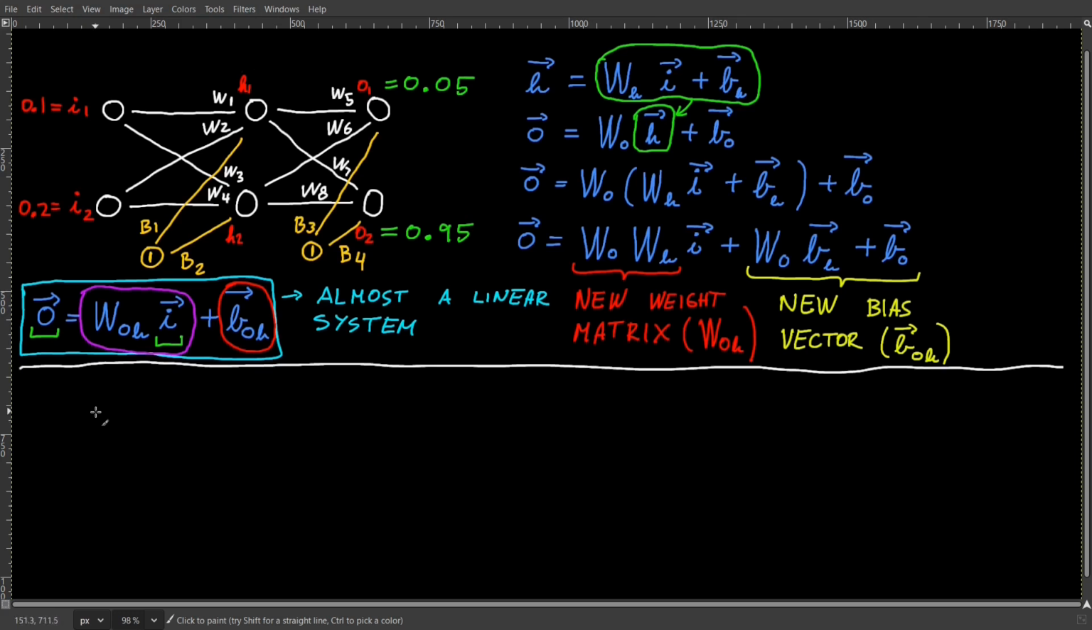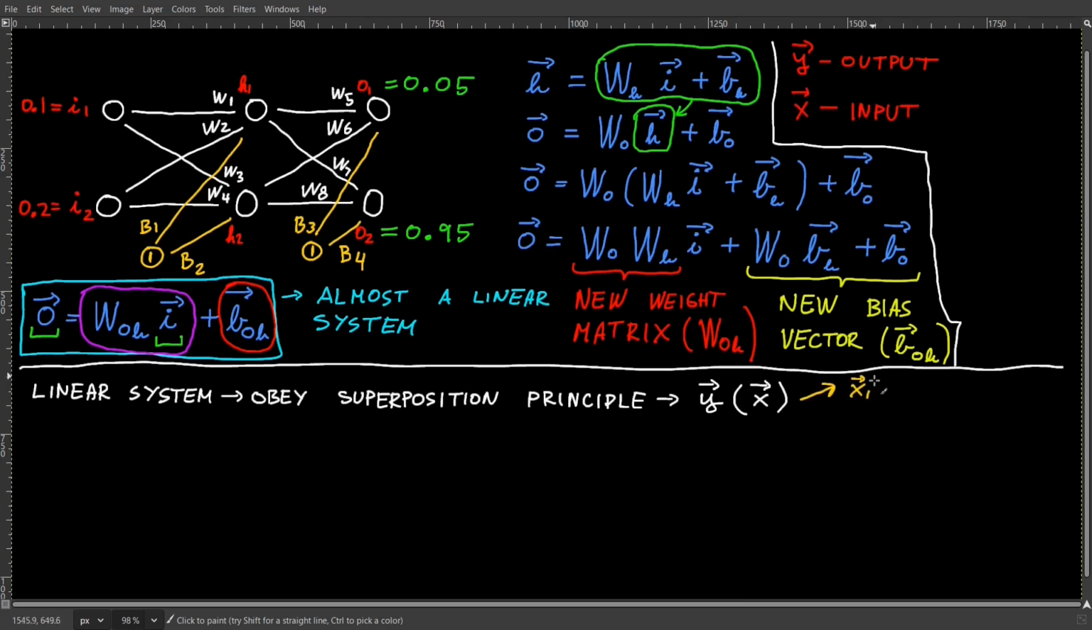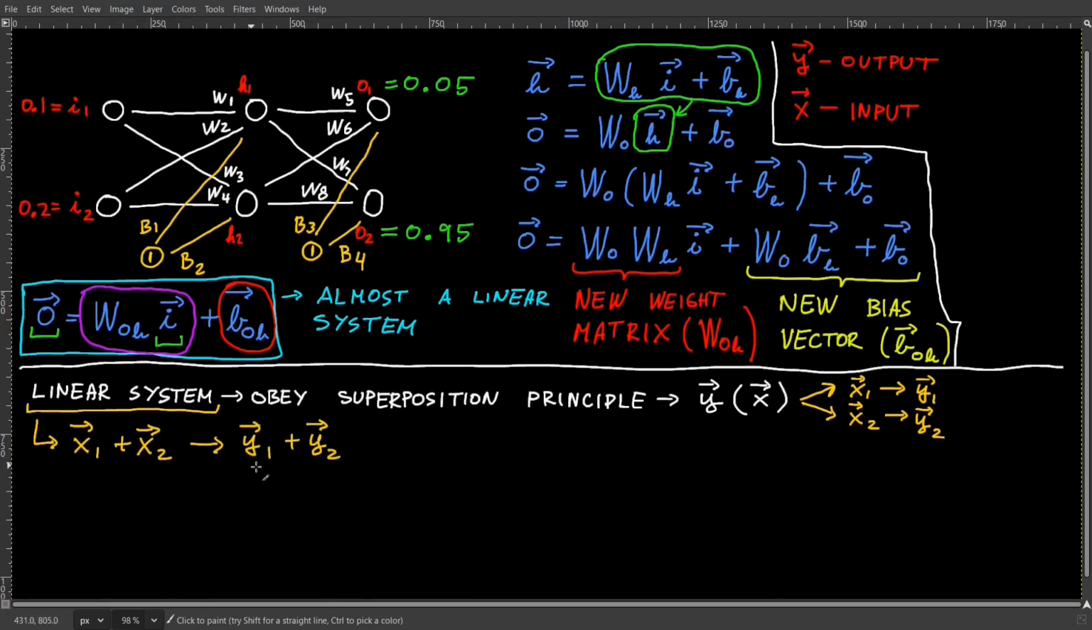So, as a side note, to have a truly linear system, you have to obey something called the superposition principle, which means that if you have a system, y vector as a function of x vector, where y is output and x is input, then if x1 gives you y1 and x2 gives you y2, then the system is linear when the addition of these two inputs, x1 plus x2, gives you the sum of the two outputs, y1 plus y2. That's the superposition principle.